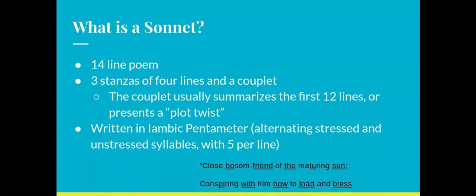In Shakespearean sonnets, you have three stanzas of 4 lines and then a couplet. And if you remember, a stanza is kind of like a paragraph in poetry. So that means you have 4 lines and then a break, and then 4 lines and a break, 4 lines, a break, and then 2 lines. So that's how you get your 14-line poem.